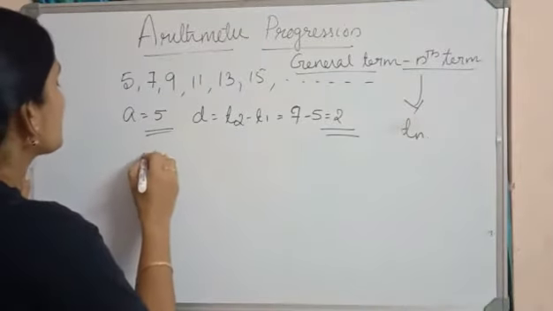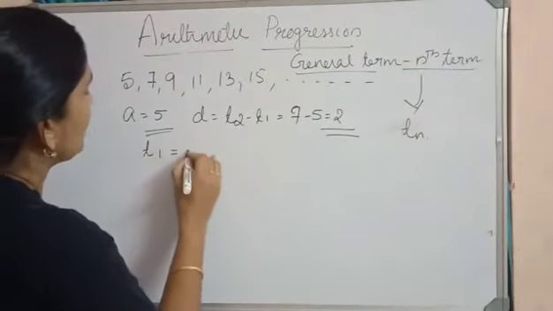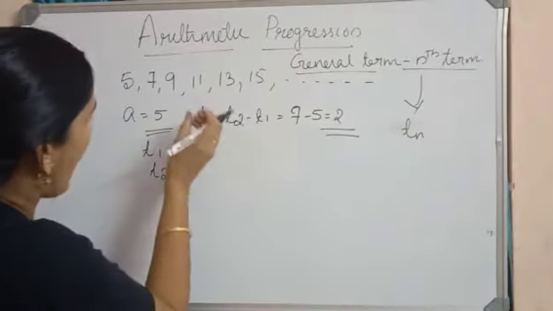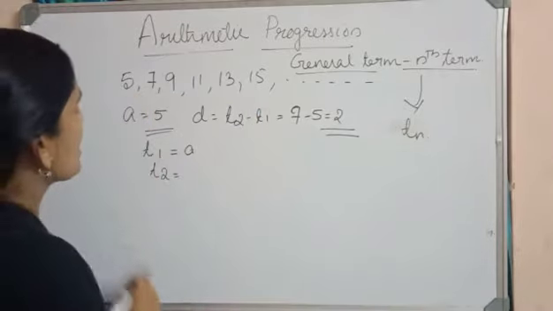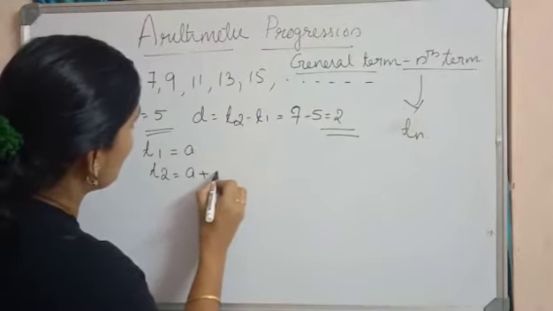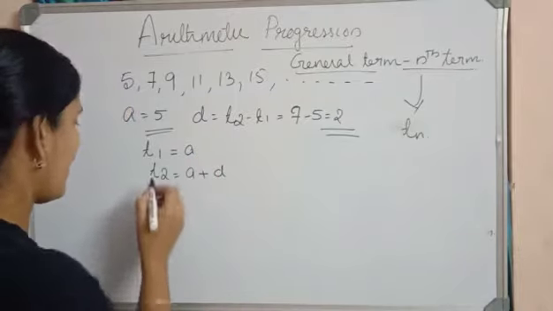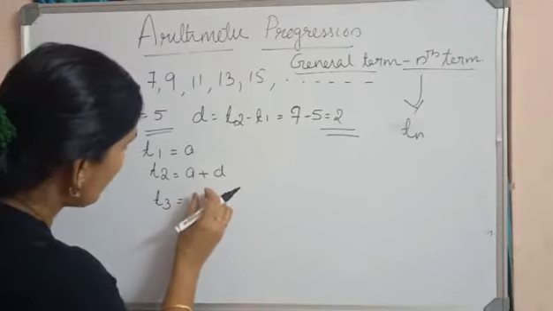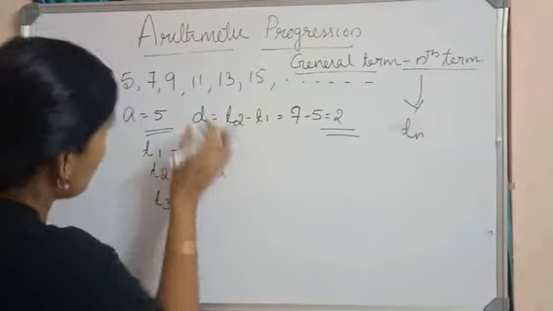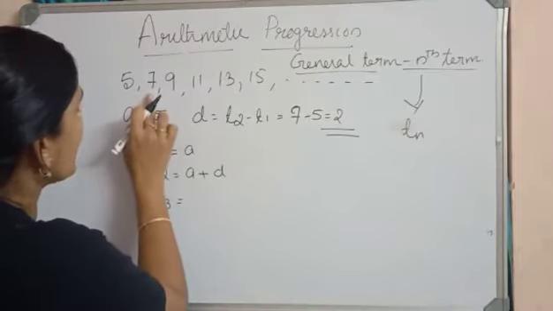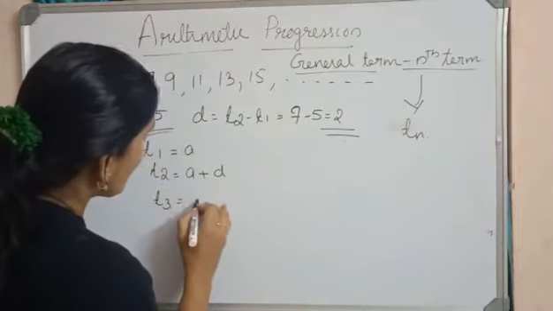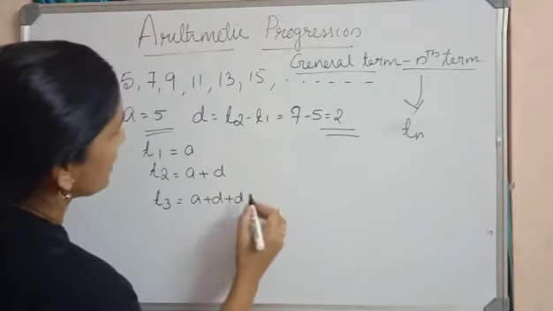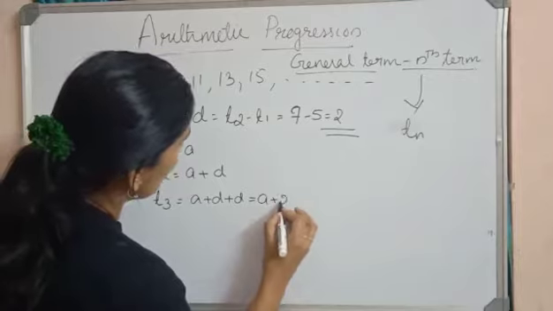The first term is T1, and T1 is equal to A itself. When you are finding T2, what you need to do? You need to add D to the first term. That is A plus D. A plus D is the second term. When you are finding the third term T3, you need to add D to the second term to get the third term. So we write this as A plus D, that is the second term, plus D, and that is equal to A plus 2D.